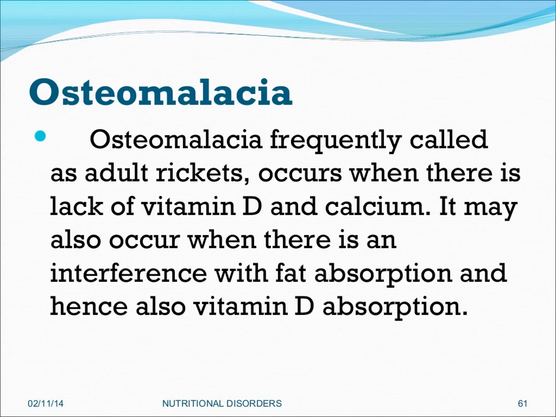Osteomalacia is frequently called adult rickets, and it occurs when there is a lack of vitamin D as well as calcium within the body, and it may also occur when there is an interference with fat absorption and hence also vitamin D absorption. Essentially what this causes is this kind of porous development in the bone where you're getting a lot of holes, and it leaves you more susceptible to things like fractures and bone degradation.